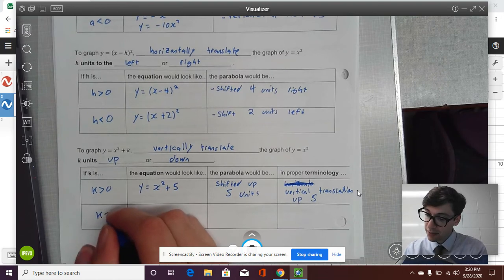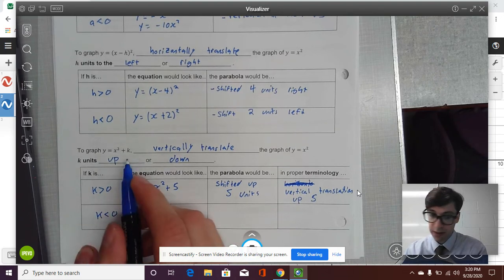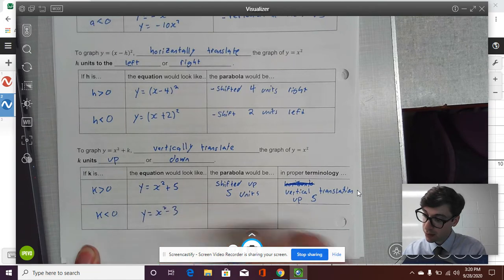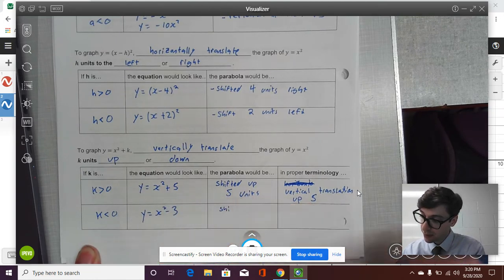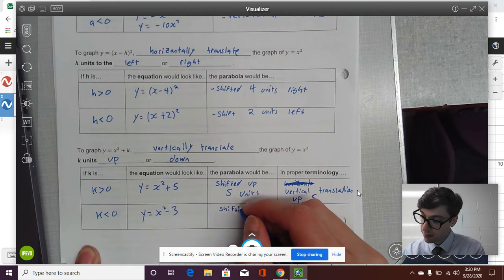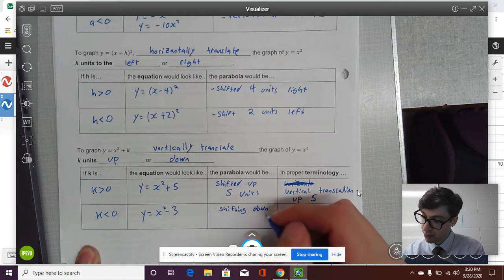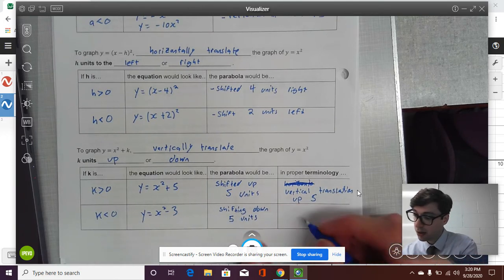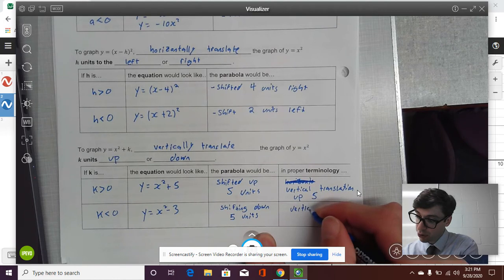And if k is less than 0, then the y-coordinate of my vertex is negative. So for example, x squared minus 5. That means I'm shifting down 5 units. So every point in the parabola is moving 5 units down from that base or parent parabola, that basic one, y equals x squared. So we can call that a vertical translation down 5.